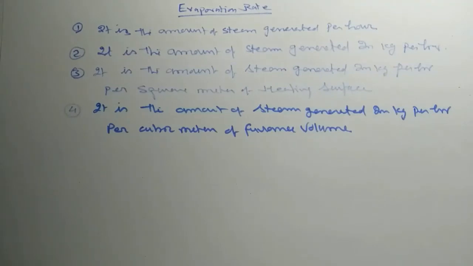But actually there are some problems. The problem is that in this situation the steam is generating continuously and the steaming rate also depends upon the pressure or temperature. That's why we cannot have any proper criteria to measure the relative evaporation rate of various boilers. To eliminate this problem, we define another criterion that is called equivalent evaporation.